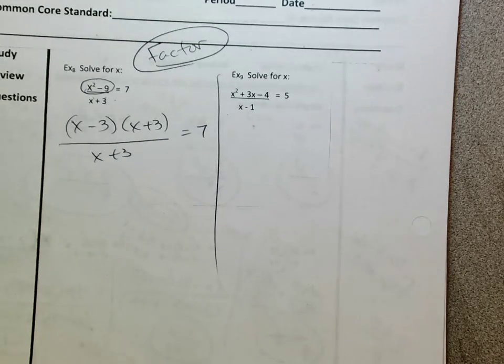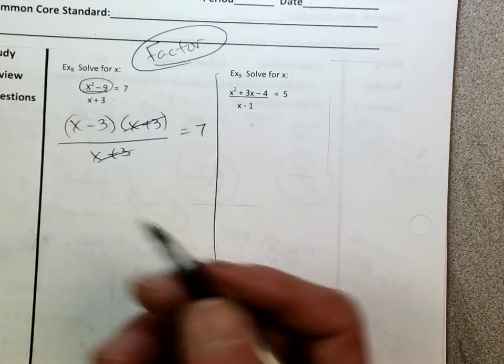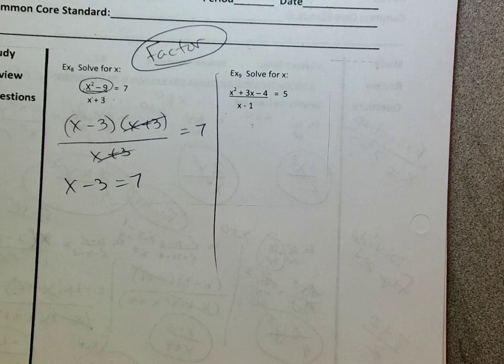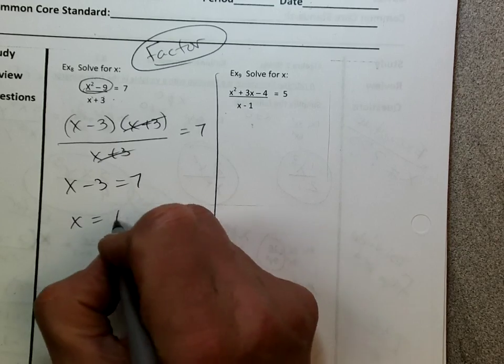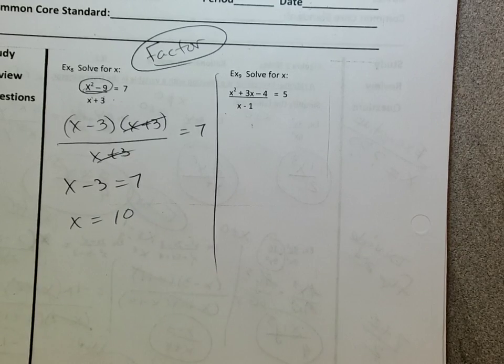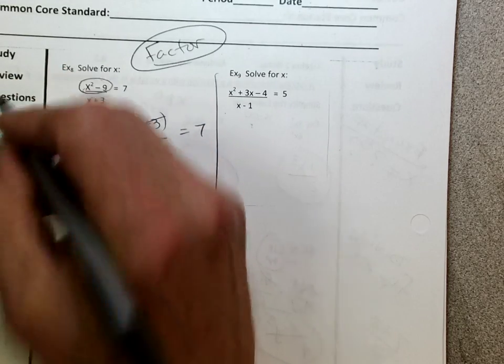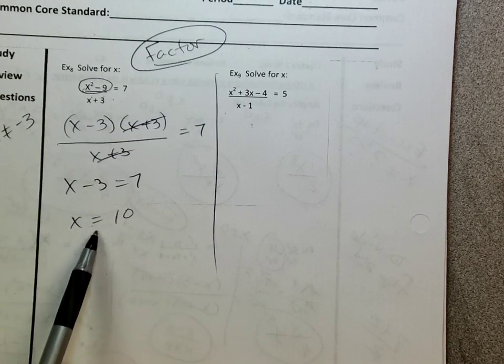Okay. Hey, I see something, don't you? What do you see? They cancel out. So what am I left with? I'm left with x minus 3 equals 7. Hey, that's pretty easy to solve for, right? Plus 3, x equals 10. One thing for sure, x way up here could not equal negative 3. In fact, if I got an answer down here of negative 3, guess what I'd have to do? I'd have to say no solution.